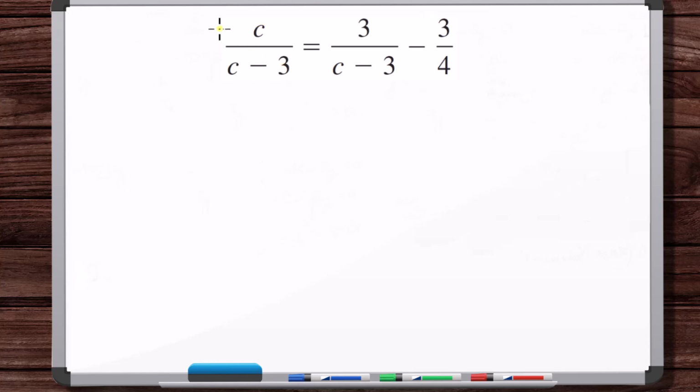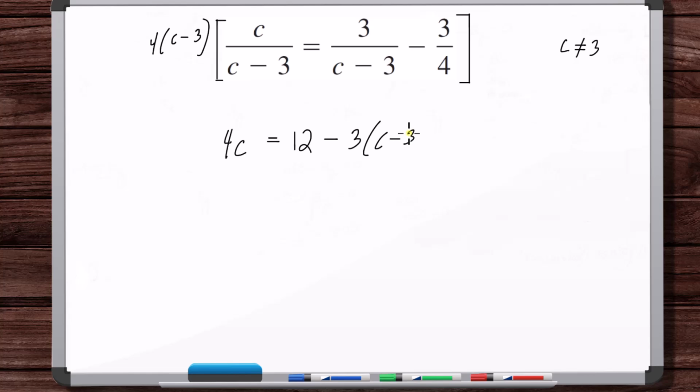Okay, so let's multiply this entire equation by the least common denominator to clear the fractions. So it's going to be 4 times c minus 3. And so we can see that c is not going to be able to be equal to 3. But we could see that from the equation itself. C can't be 3. You can't divide by 0. So, okay, we get 4c is equal to 12 minus 3 times c minus 3. So 4c is equal to 12 minus 3c plus 9.